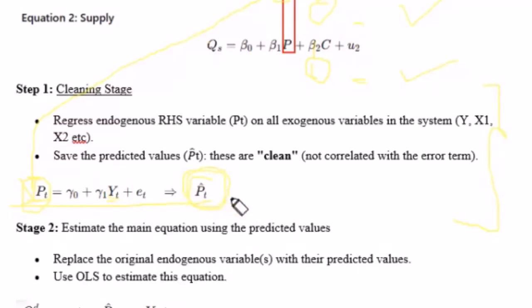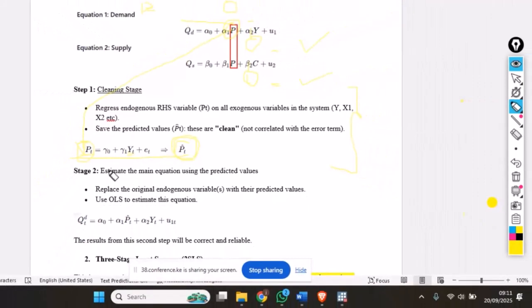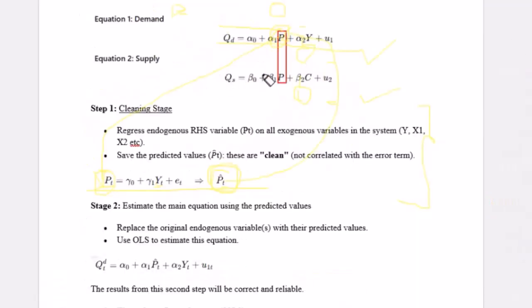After getting the predicted values, we go to the second step. So we take these predicted values back now. It means that we have replaced P with the predicted values of P. These predicted values of P have eliminated the problem of endogeneity. And then we run the original equation. Now we don't use P, but we use the predicted values of P. So that is the simple process of how we run the analysis. And we also do the same for the second equation.